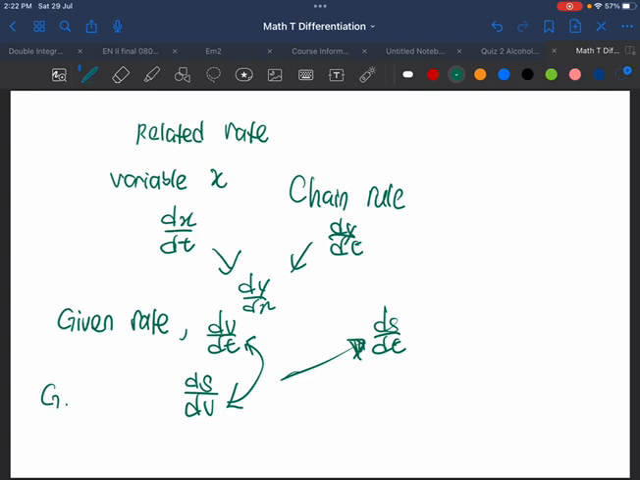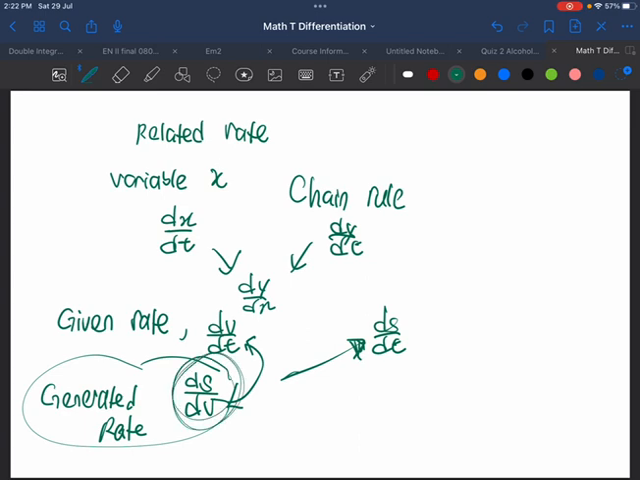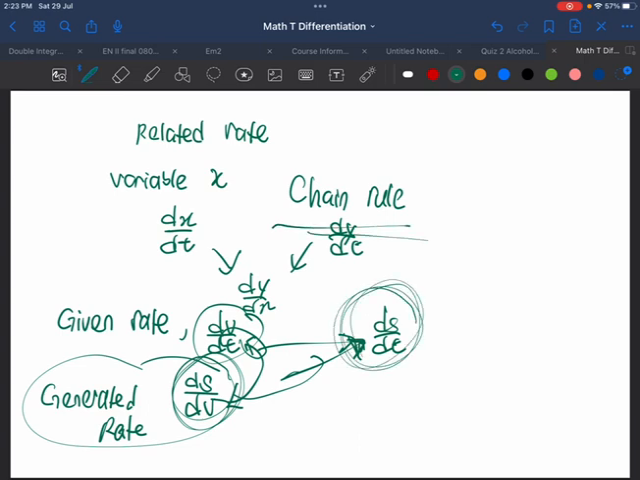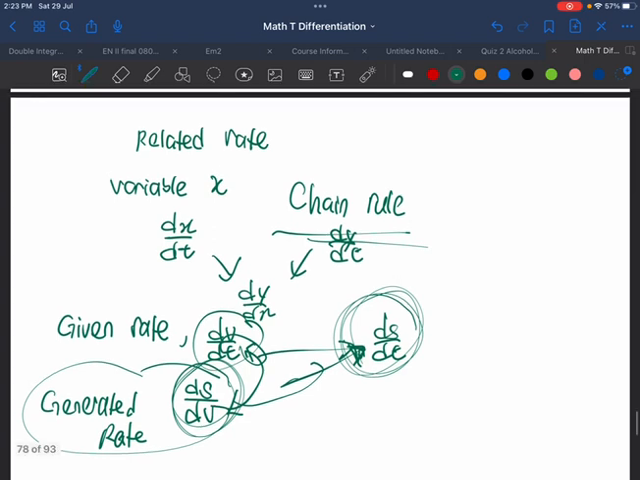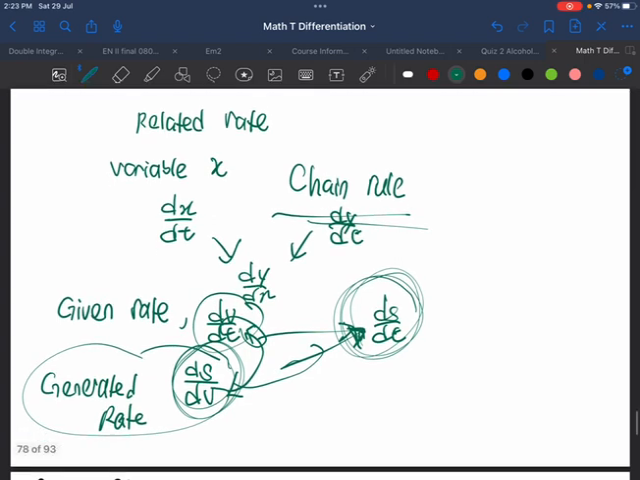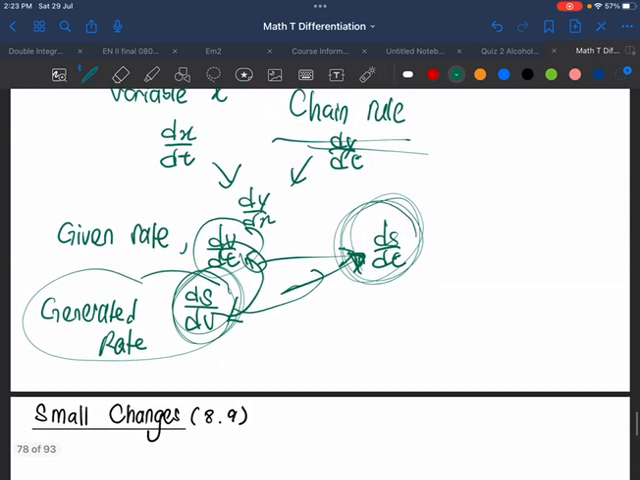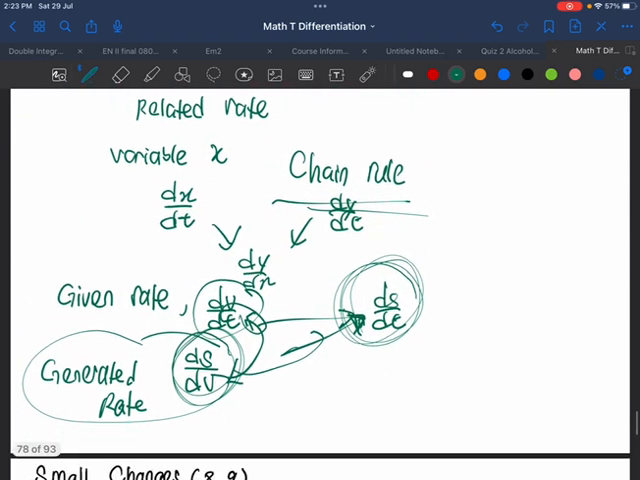So this generates the rate. In these problems, you must generate your own formula and combine it with the given rate, then apply the chain rule to get the required rate. So this is how we do the optimization and rate of change problems in the exam questions. Now I will further explain in the example that I will go through later.